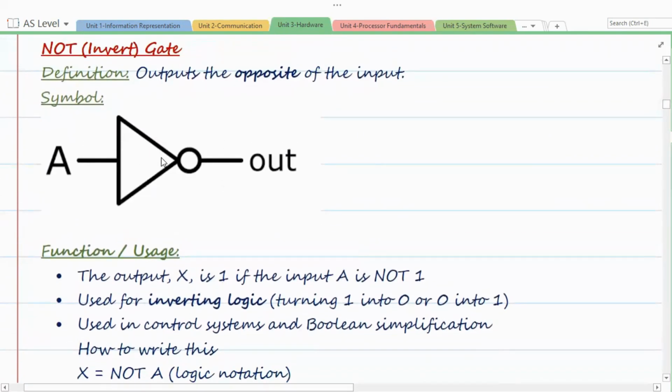And if you look here, this is the symbol of the NOT gate, a triangle followed by a circle. The circle represents that whatever is being inputted is getting reversed, right?